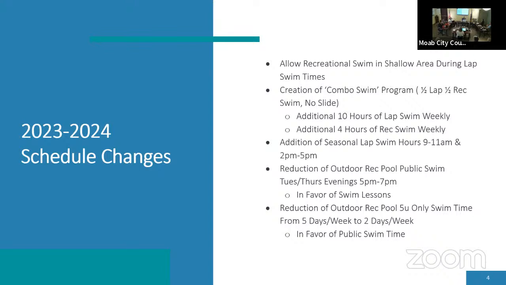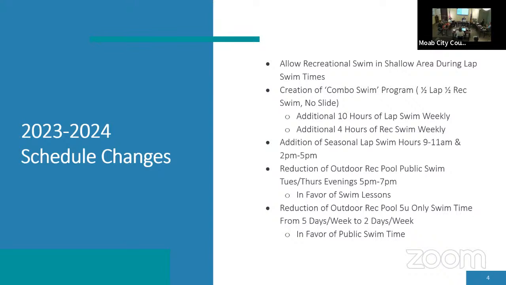We did reduce the outdoor pool public swim hours in the evenings on Tuesdays and Thursdays between 5 and 7 p.m. That was so that we could host swim lessons in that pool instead. Again, trying to cater to those working families. And because we reduced that pool's hours to the general public, the one program that we opted to reduce this summer was specific to the 5 and under only swim time.